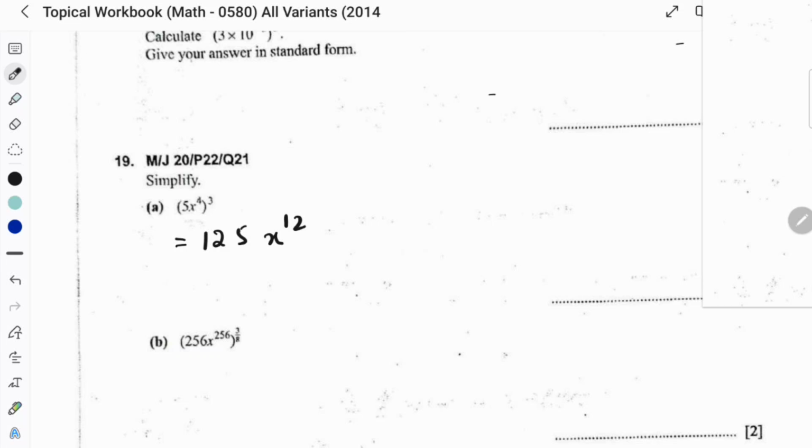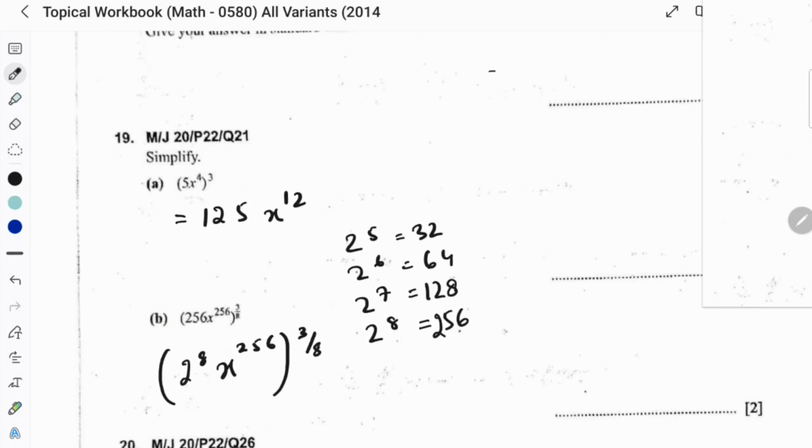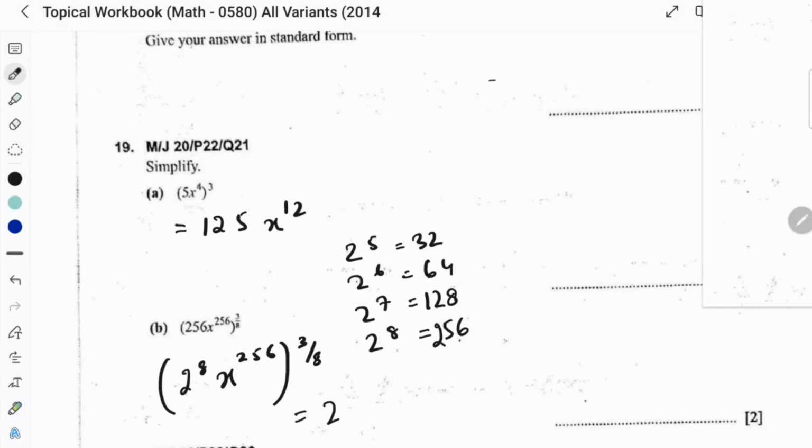Okay, so for 256 we'll have to look at what will be the base of this 256. So we know that 2 to the power 5 is 32, 2 to the power 6 is 64, 2 to the power 7 is 128, and 2 to the power 8 is 256. So it is 2 to the power 8, x 256 is 3 over 8 as the power. Okay, then we can write down 2 to the power 8 into 3 over 8 and 256 multiplied by 3 upon 8, and then we'll simplify.